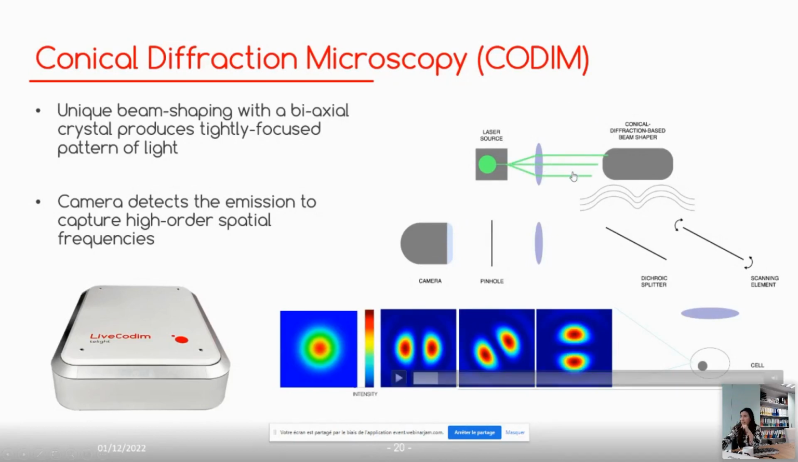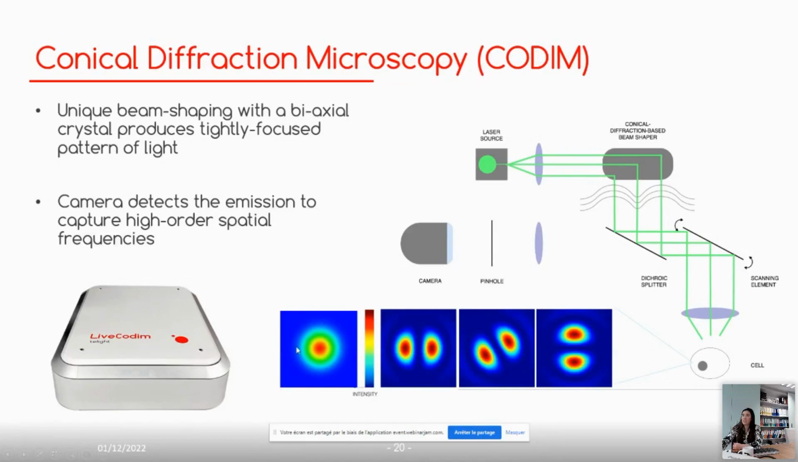We take laser light that we pass through a conical diffraction beam shaper. Conical diffraction occurs in media, in our case a biaxial crystal, where this crystal has a property of each x, y, and z having a unique index of refraction. And when we pass polarized light through that beam shaper, we can produce patterns of light and structure them. Then we can take those structured patterns of light and scan them across the sample.